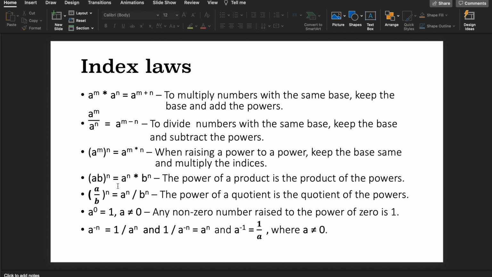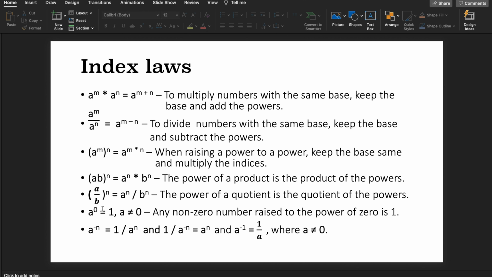And then in brackets ab to the power of n. You'll have to distribute the power of n, so it will be a to the power of n into b to the power of n. So the power of a product is the product of the powers. And then a divided by b to the power of n is very similar. It would be a to the power of n divided by b to the power of n. So the power of the quotient is the quotient of the powers.